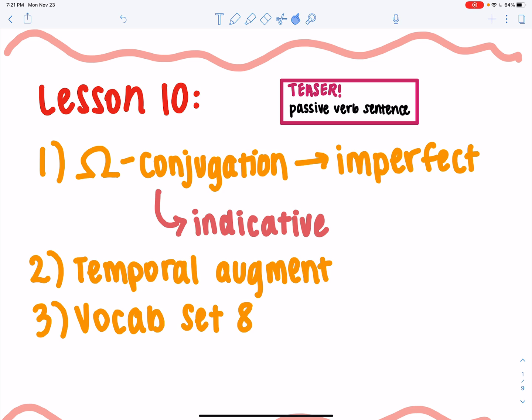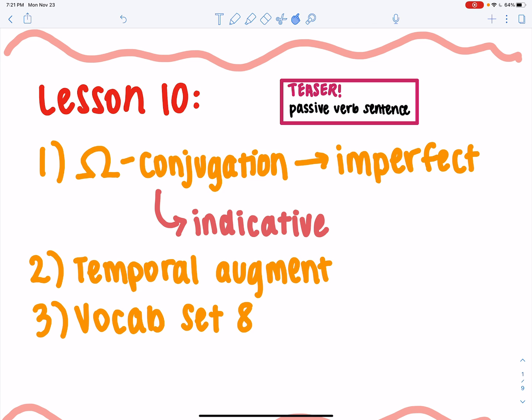And then we're going to be looking at something called the temporal augment, which is very important to the imperfect tense in Greek, and it sounds scarier than it is, I promise. We're basically going to be learning how to convert vowels into other vowels or diphthongs that we need for the imperfect tense. I promise it'll make sense in just a bit.